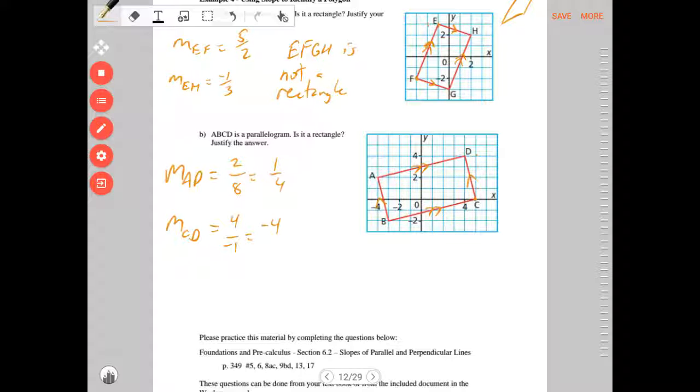Now, if we have a look at these numbers, 1/4 and 4 over 1, those are reciprocals. The 1/4 is positive, and the -4 is negative. So these are negative reciprocals. That means that is indeed a right angle. Because the lines are all parallel in pairs, they're all right angles, which means that ABCD is a rectangle.